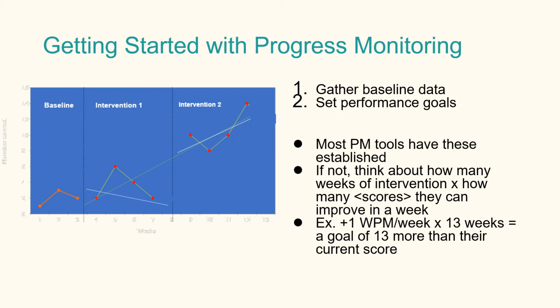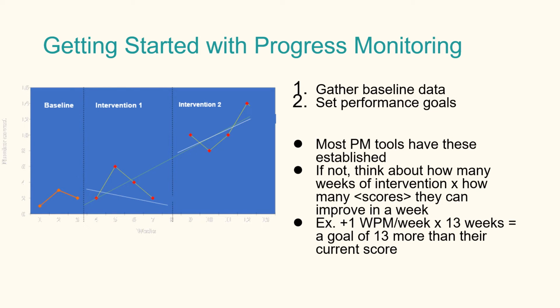Now that I know the starting line, I can place the finish line more appropriately. Of course, I want my student to be at grade level, but that is not always realistic. I want to set an ambitious but reasonable goal. In a purchased progress monitoring tool on my computer, it often sets that for you by looking at a normed data set and the average rate of improvement for similar students.